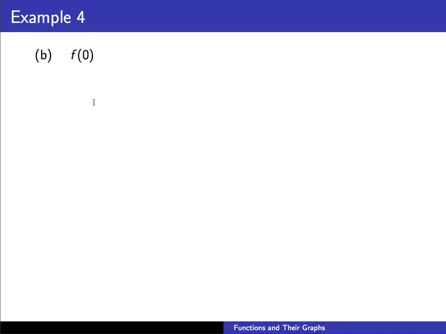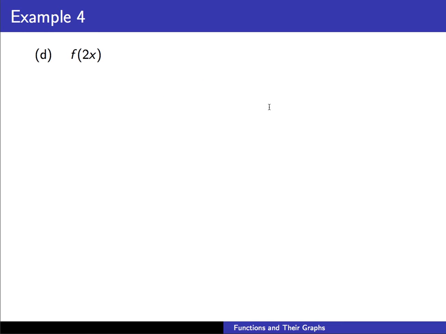Part B, we're going to evaluate f of 0. So we plug a 0 in, we get negative 0 squared plus 3 times 0 plus 4. That gives us 0 plus 0 plus 4, which is 4. So plug in a 0, we get back a 4. F of 2, we have negative 2 squared plus 3 times 2 plus 4. So negative 2 squared is negative 4, plus 6 plus 4 should give us 6.